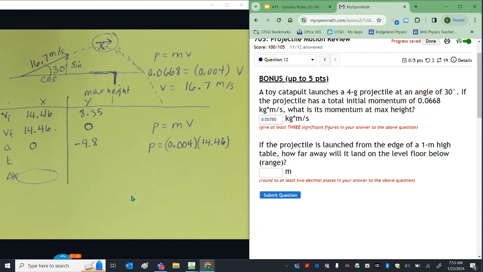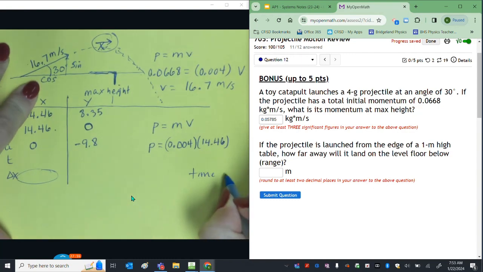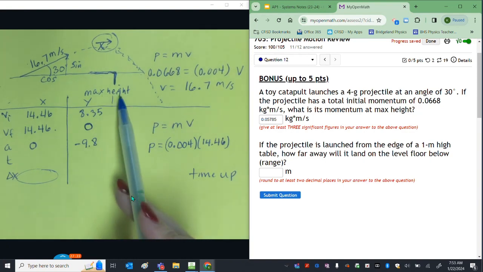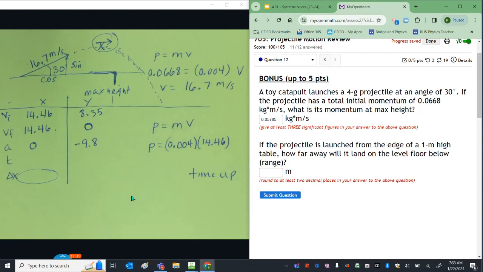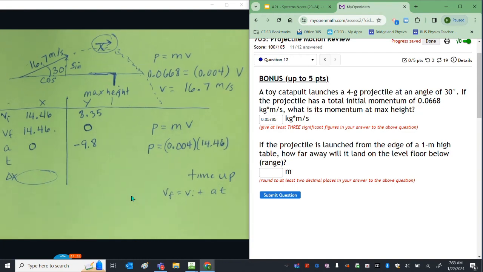So looking at this, let's go ahead and solve for the time just to get up to max height. We're going to call that time up. Okay, so let's find time up to max height first, and that's going to be using this data to max height. And so if I want to do that, I have VI, VF, and A. I'm going to go ahead and use this. VF equals VI plus A times T. Plugging in, that's going to be 0 equals 8.35 plus negative 9.8 T. Again, I want to use the unrounded values, although 8.35 actually isn't rounded.